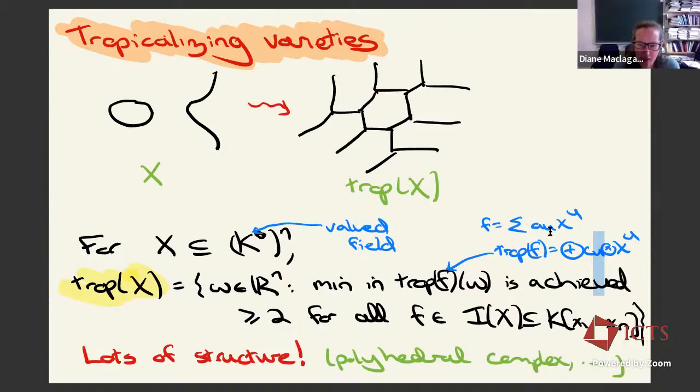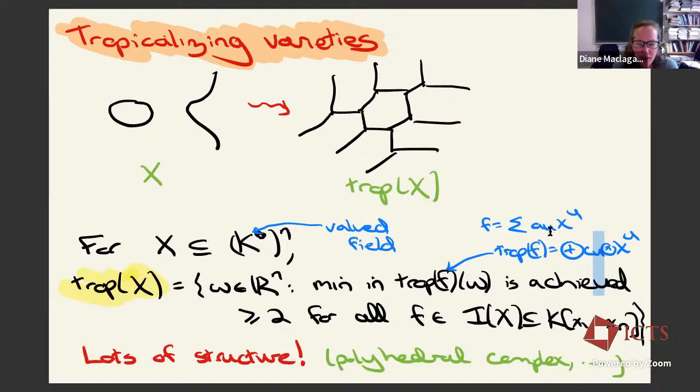And so the idea here is we do this operation, we take the locus where the minimum is achieved at least twice, and this gives us our tropical variety. Hopefully this is familiar to everyone in the audience after almost 2 weeks of talks on the subject.